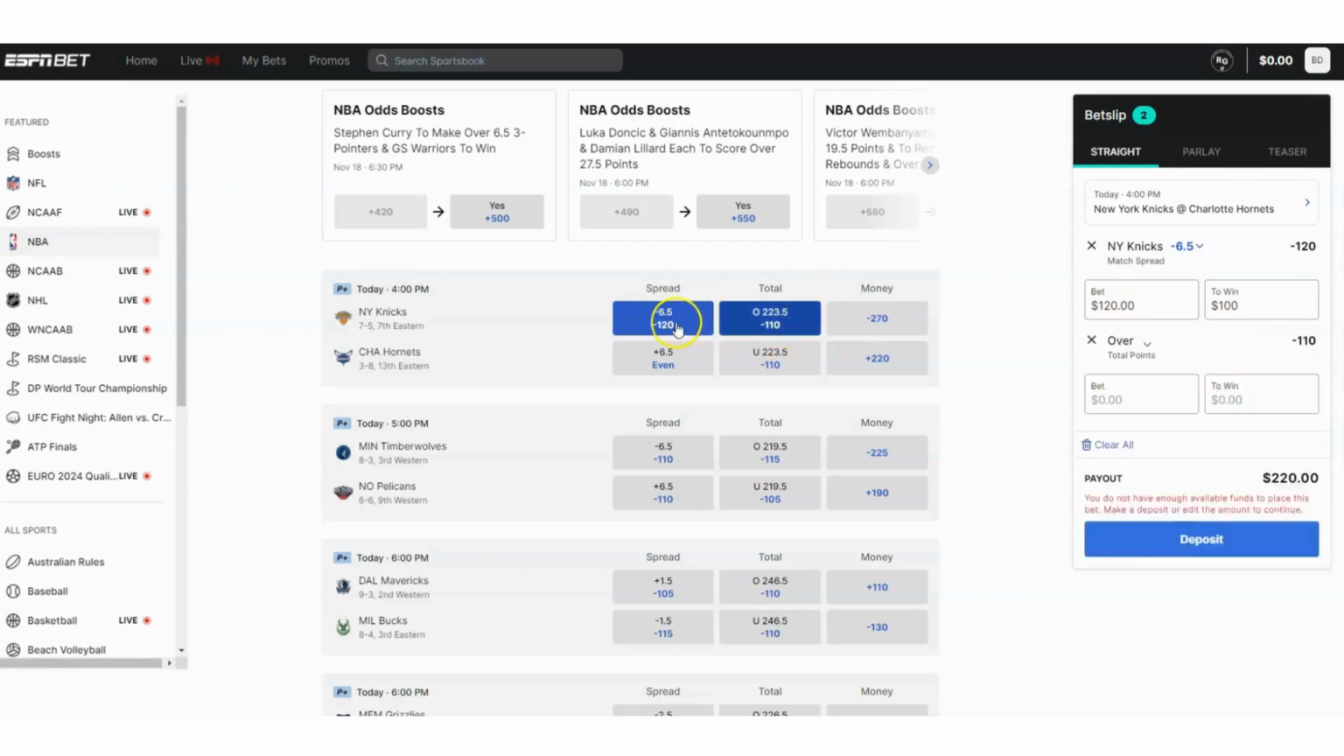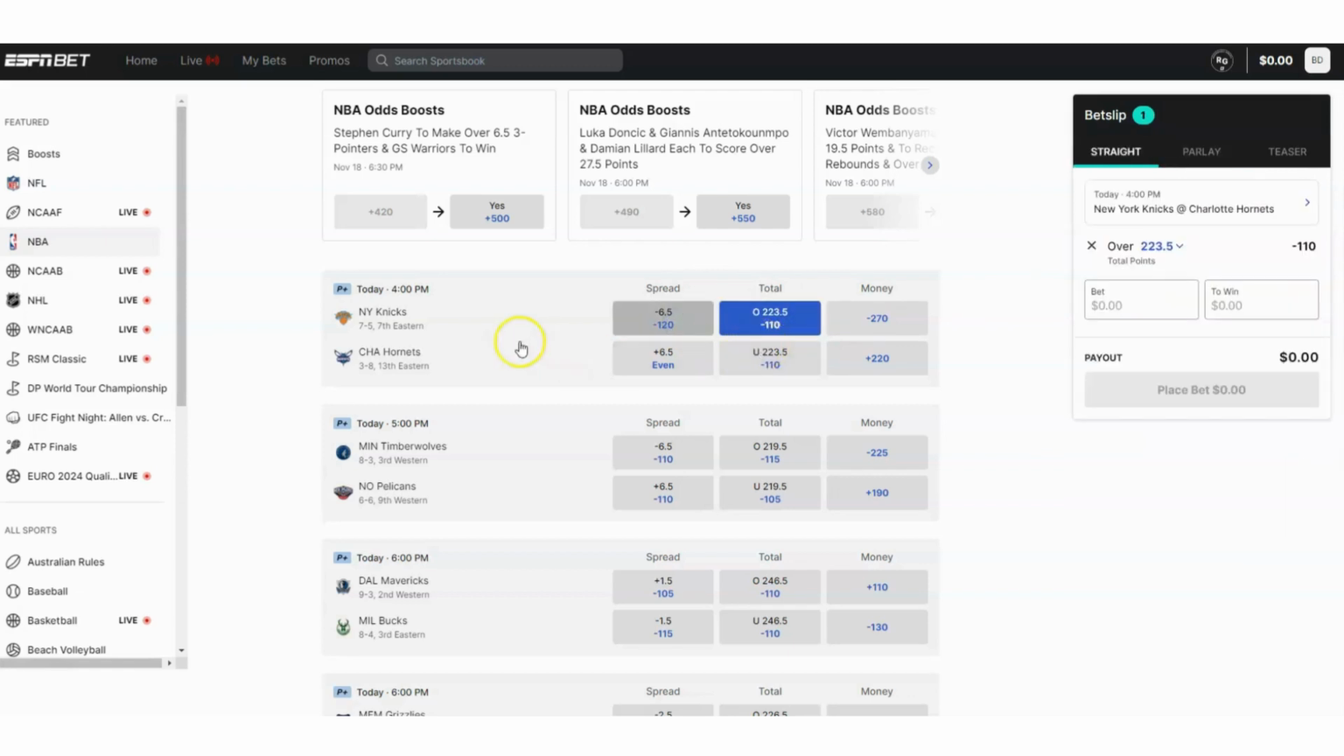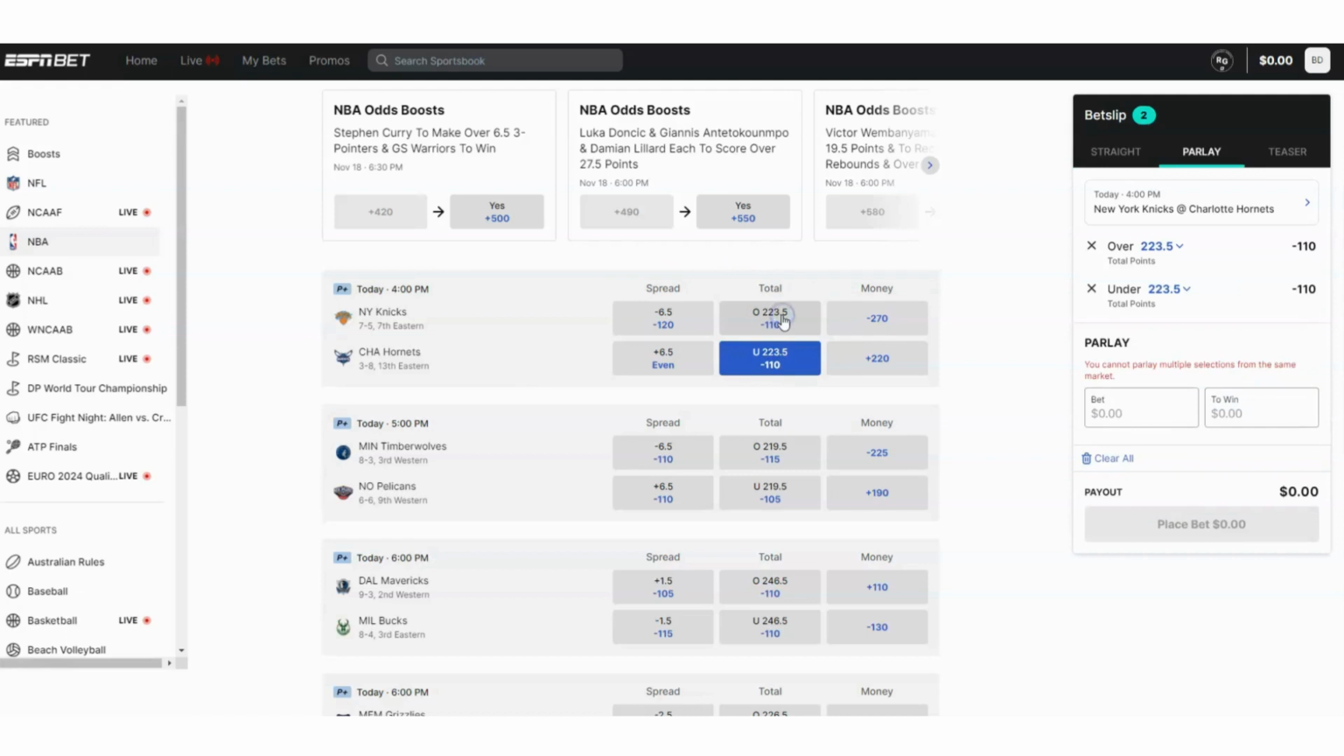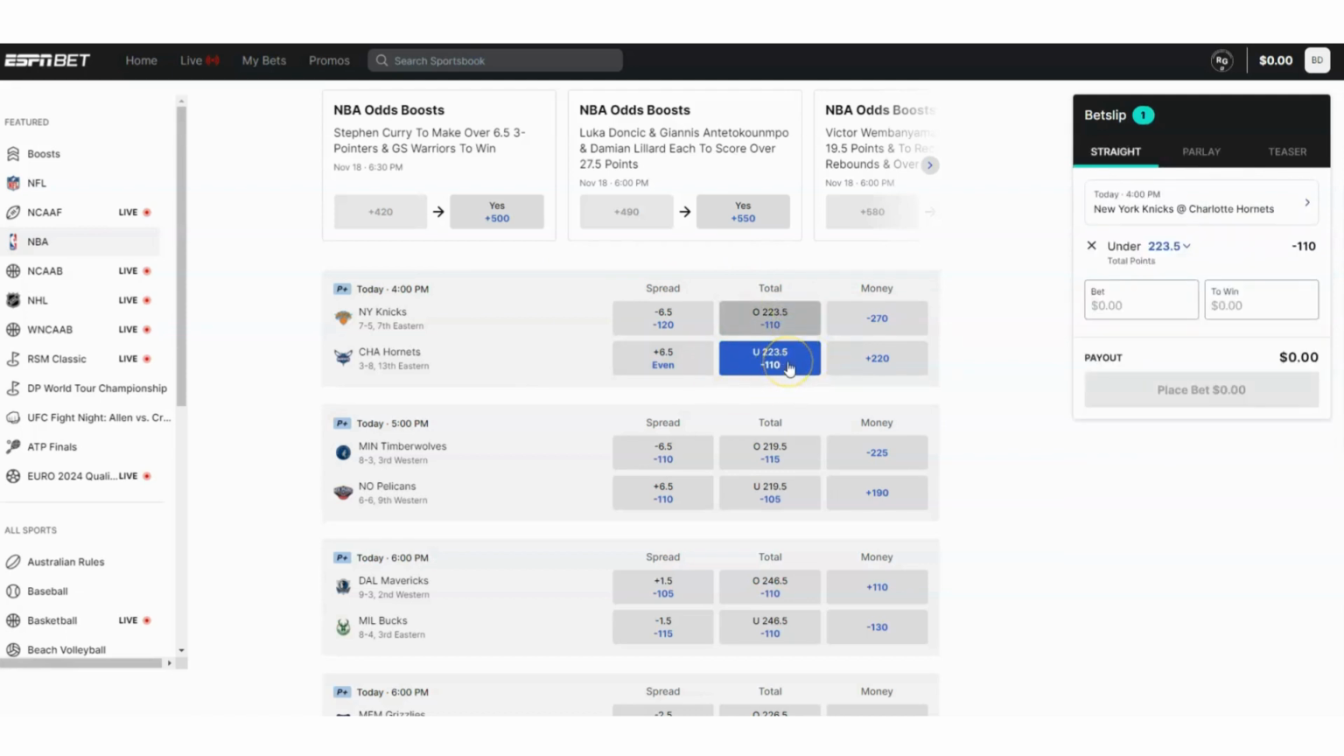If you wanted to bet the over, the final score combined between the Knicks and the Hornets would have to be over 223.5 points. So if the final score was 124-100, that would be over by that half a point. That'd be over just by that hook, and you'd win the over bet. If that came in at 223, then you would have lost the over bet, and the under would have hit, because if the final score is 123-100, you would have won the under bet by the half, by that hook. So very, very important.